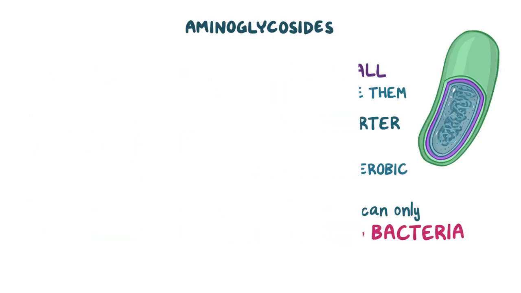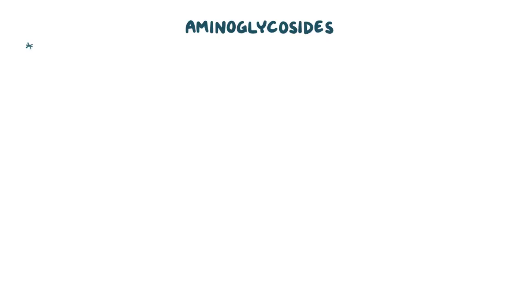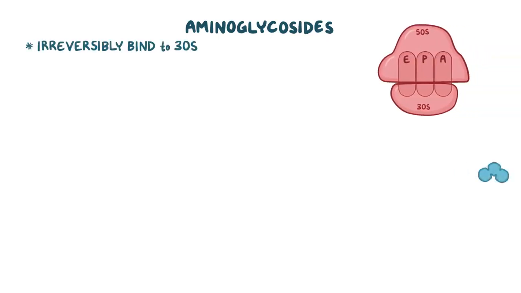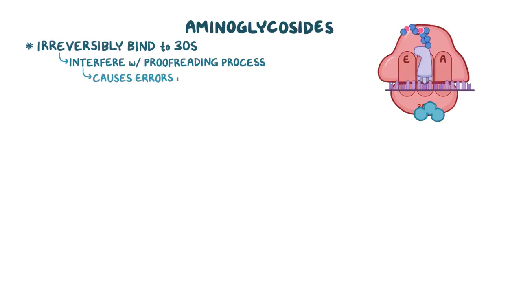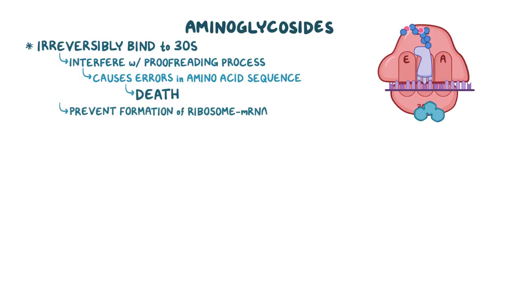Once they enter the bacteria, their main mechanism of action is to irreversibly bind to the 30S units and interfere with the proofreading process, thus causing errors in the protein's amino acid sequence. These faulty proteins will eventually lead to the death of the bacteria. When aminoglycosides bind to the 30S subunits, they can also prevent the formation of the ribosome mRNA complex, thus reducing the amount of proteins being synthesized.